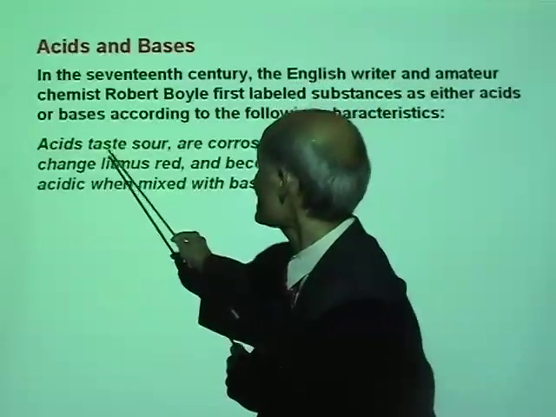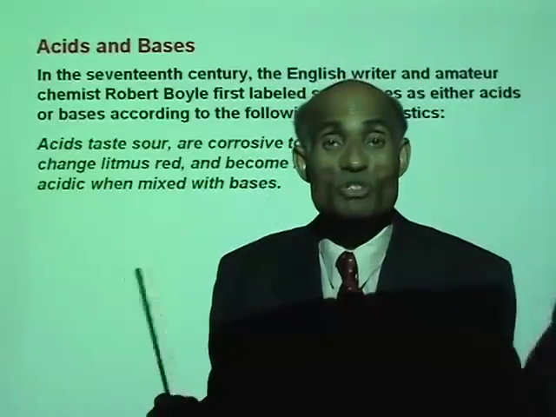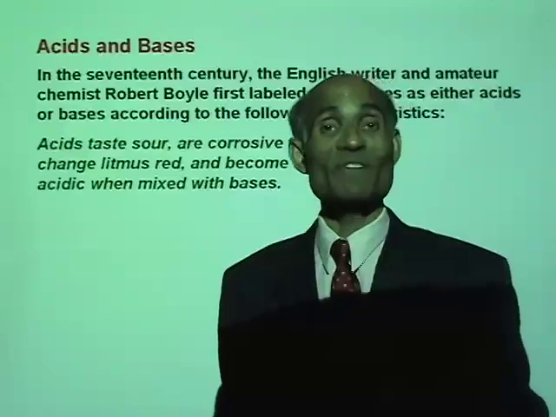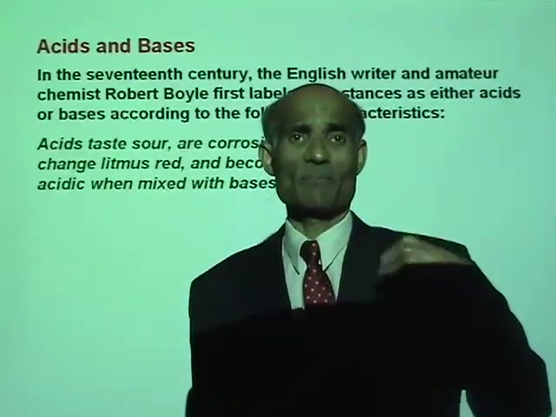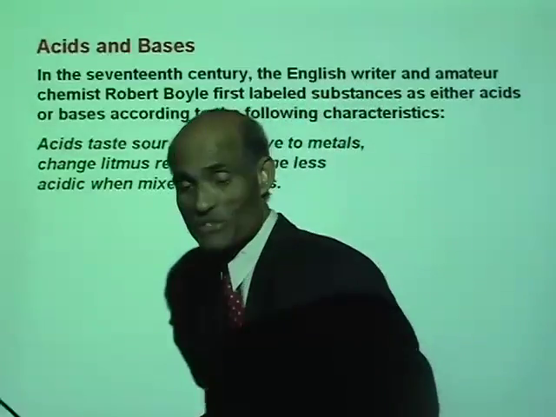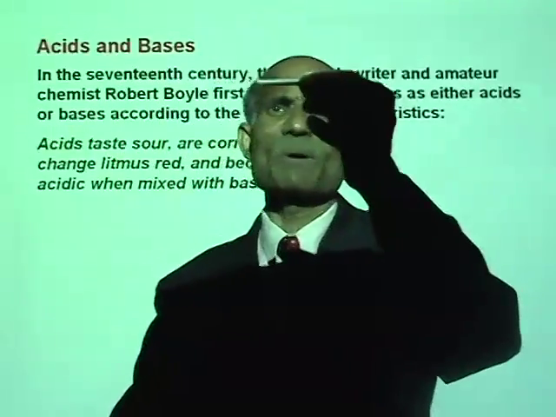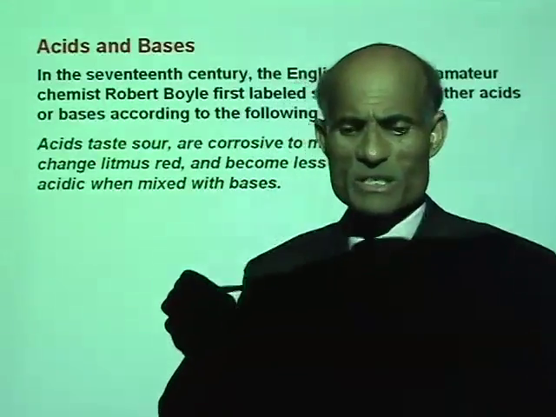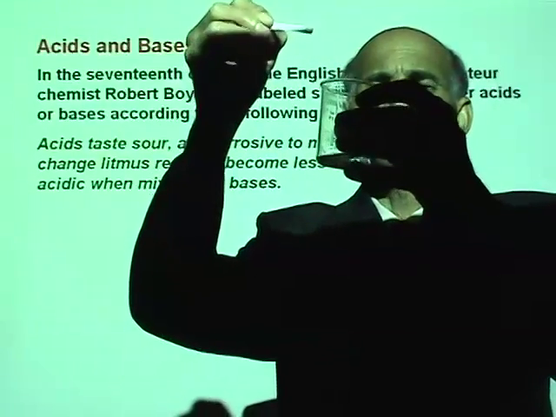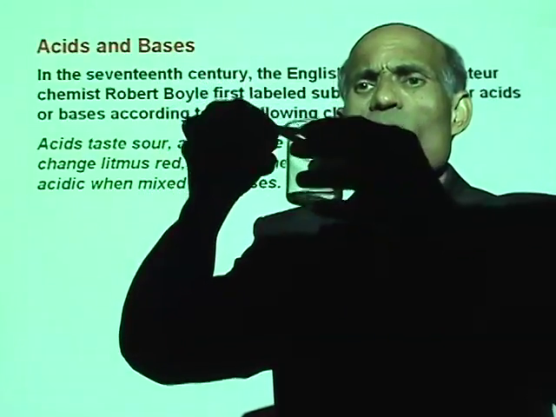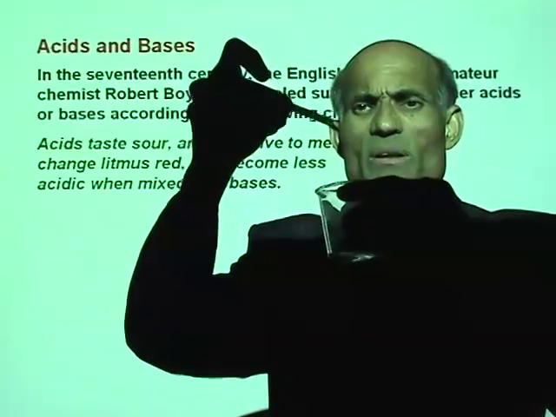So acid tastes sour, is corrosive, it can cause corrosion in metals, yes. If acid falls on your dress, it will create a hole in there. It changes litmus to red. Now, this is litmus paper, and I think this is an acid. If this is an acid, this should change this litmus paper from blue to red. Let's see if that will happen.